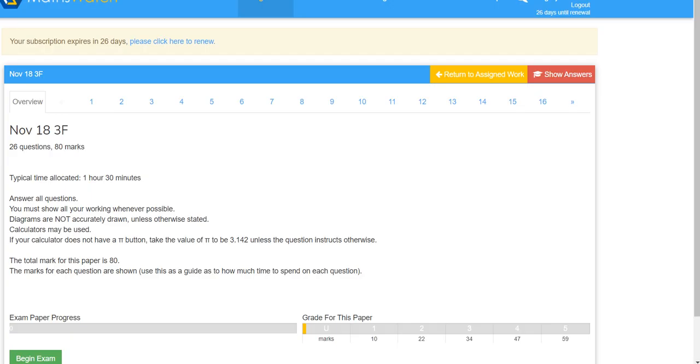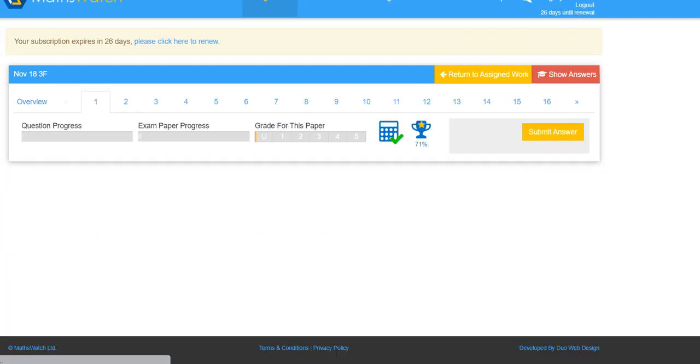So here again is the November 2018 3F instructions. You will see this is a calculator paper, so you are welcome to use your calculator. Don't try doing those in your head, and it's out of 80 marks. So if you haven't yet done this and you want to have a go, feel free. Otherwise, do look through the video and then see if you can improve your mark.